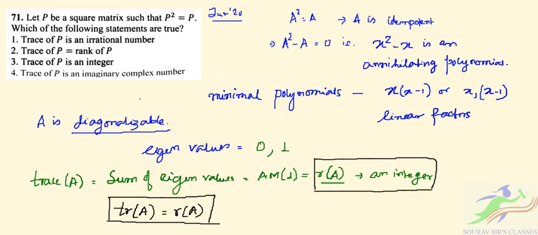So we have the P matrix over here. Rank of P is an integer and trace of P is equal to the rank of P. So let's check with the options. The options are: trace of P is equal to rank of P, and trace of P is an integer. Options 2 and 3.